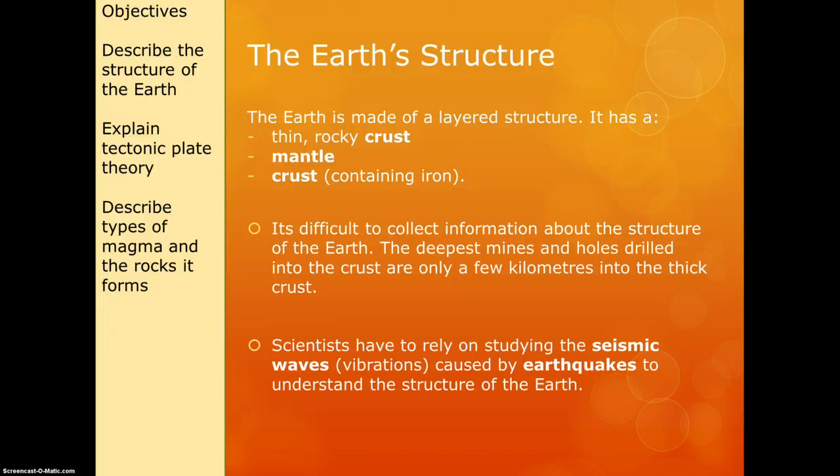So we've got our thin rocky crust on the outside, and the core contains iron. I've got a typo there. This bit here should say the core. So we start with the thin rocky crust, we go down to the mantle, and then the core contains iron. Hopefully you'll all remember it now because I've made such a horrible mistake.